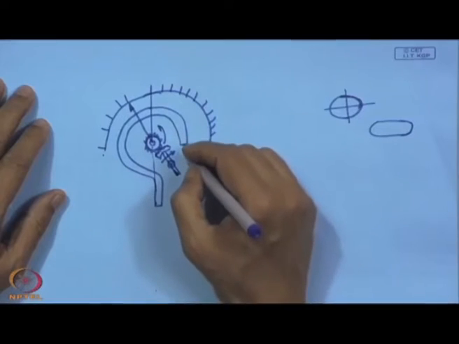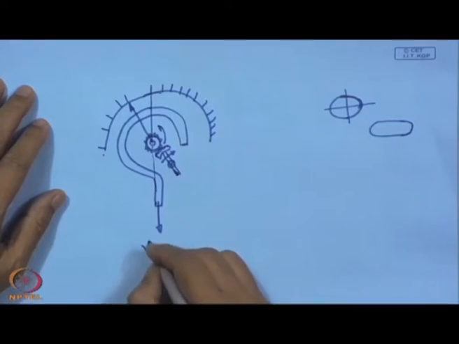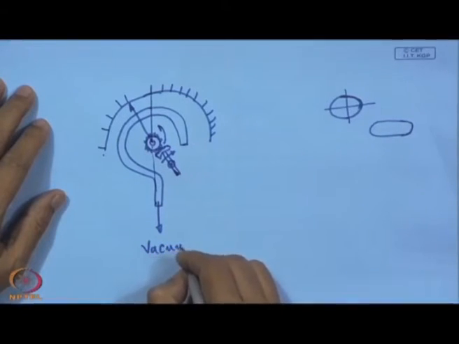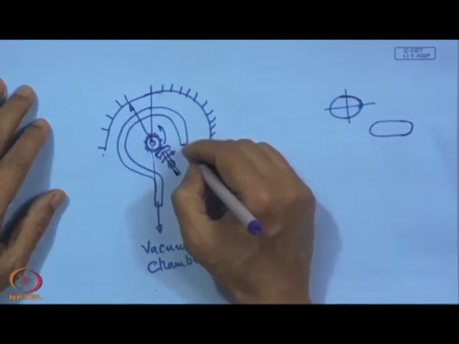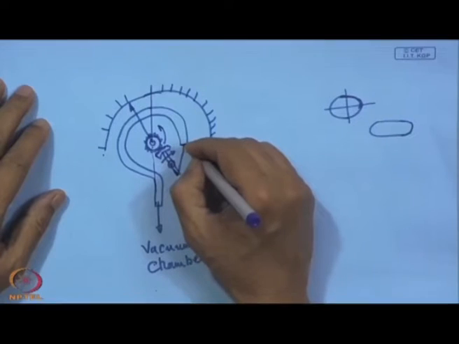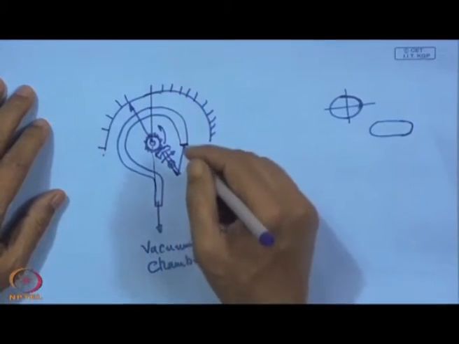Now, what happens? This is connected to the vacuum chamber. And this side is soldered, and here we have a rigid link. So, this is a rigid link, this side is closed. So, the tube is opened only onto this vacuum chamber.